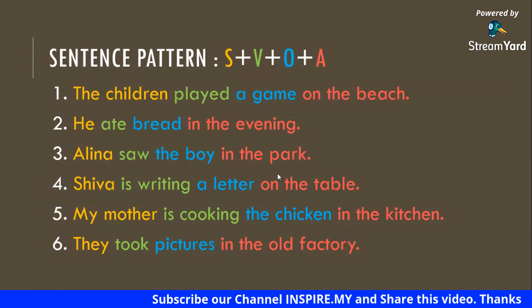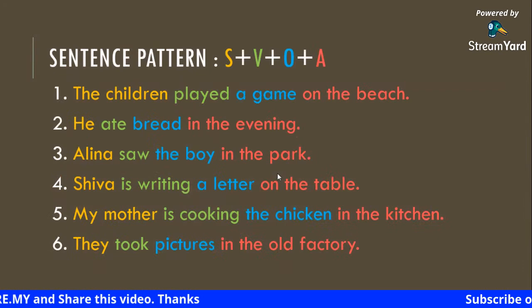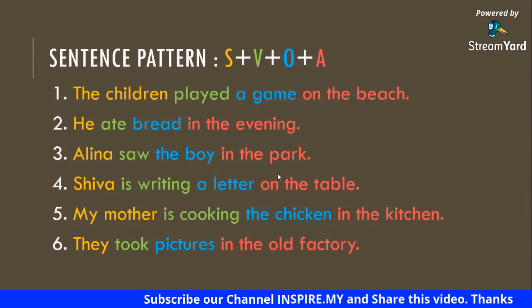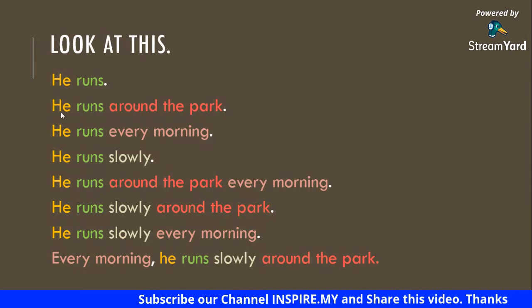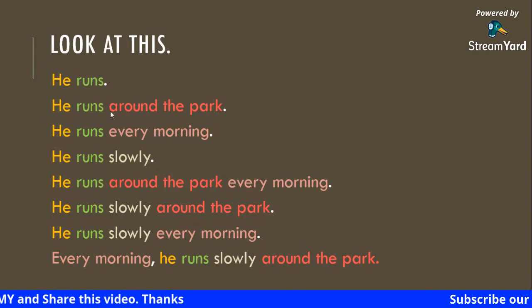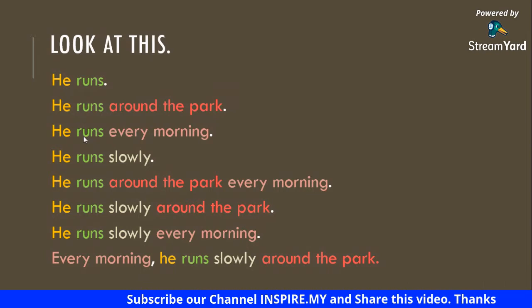Okay. So now, we can expand the sentences. Now I will take just one sentence and expand it. You watch. For example, he runs. Okay. So now, we want to add an adverbial of place. He runs around the park. Okay, so we add one. We can also say adverbial of time. He runs every morning. Okay.